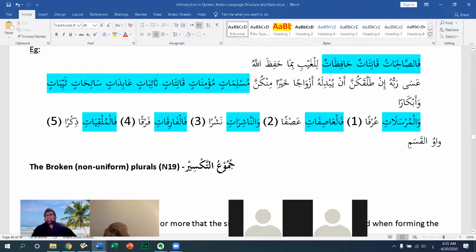فالعاصفات, here we say the fa is حرف العطف. فالعاصفات عصفا. العاصفات is the winds that blow very strong. Or you can say the angels that blow the wind or move the wind. And this fa here is حرف العطف, and العاصفات is معطوف على المرسلات.